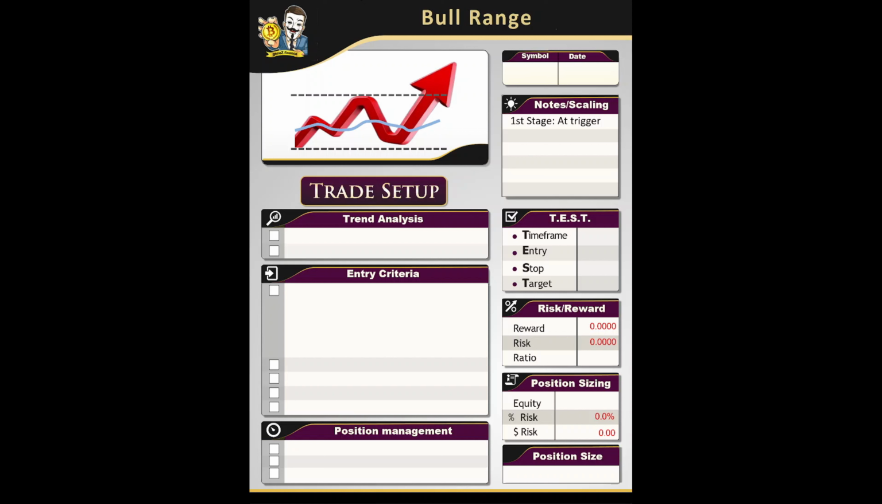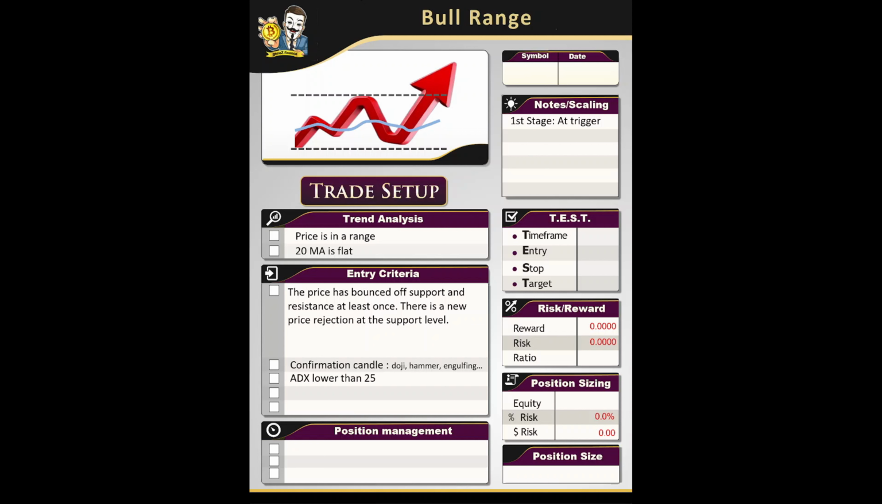Here's how you can set up a trade in a bullish range. First, we have to analyze the trend. The price must be moving within a defined range, and the 20-period moving average should be flat. About entry criteria, the price must have bounced off both support and resistance at least once. There must be a new price rejection at support. We have to wait for a confirmation candle, such as a doji, hammer, engulfing candle, or another reversal pattern to ensure the price is likely to bounce.